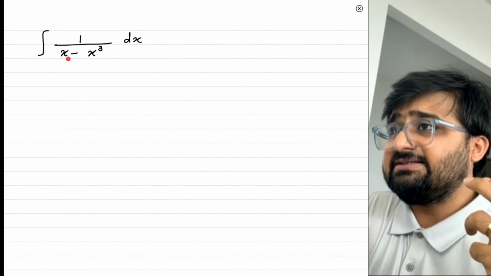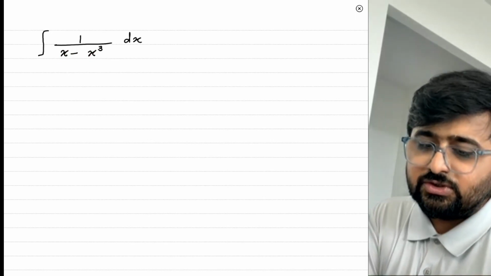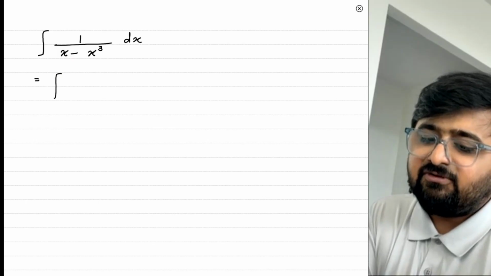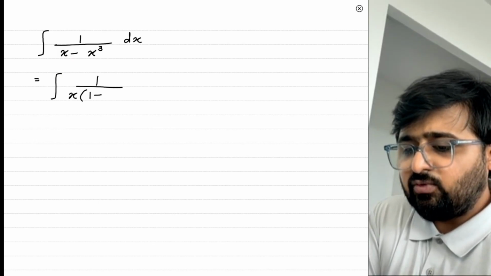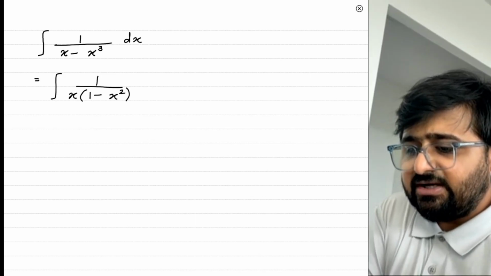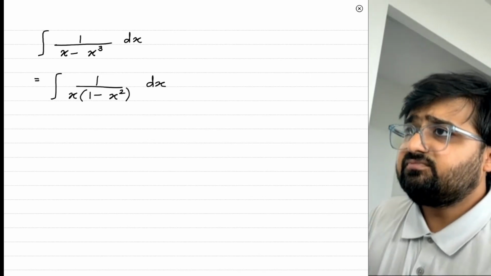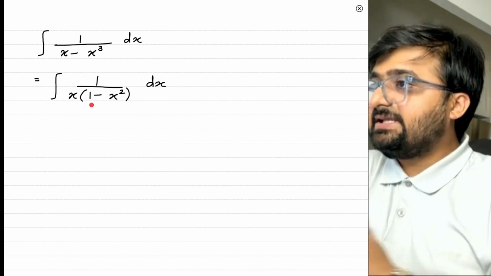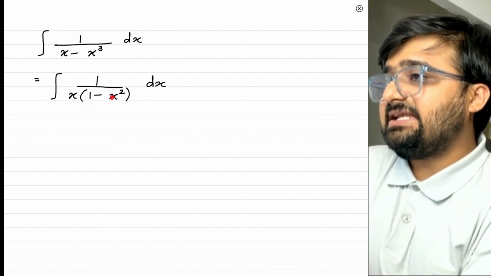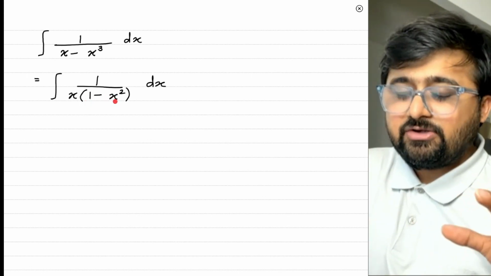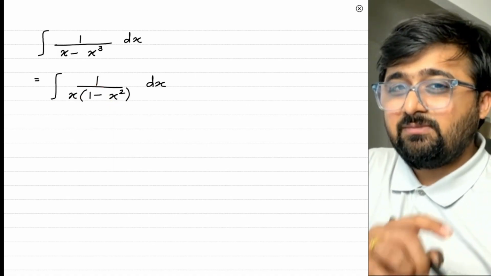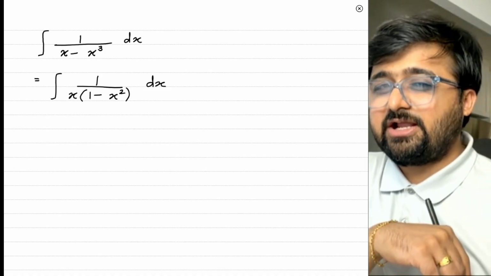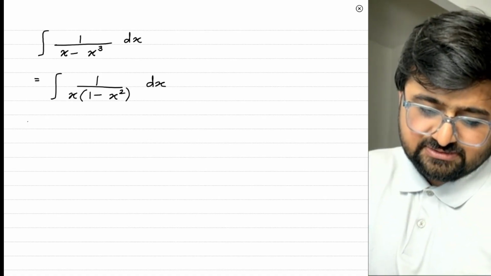In order to factorize this, let's factor out x from these two terms and see what happens. If we take out x, you'll be left with 1 minus x squared, with respect to x. You could further factor this and write it as 1 minus x and 1 plus x, but I have a better way to do it. What you instead do is just multiply and divide by x, and we'll be at an easier version of partial fractions at that point. Let's see how that happens.